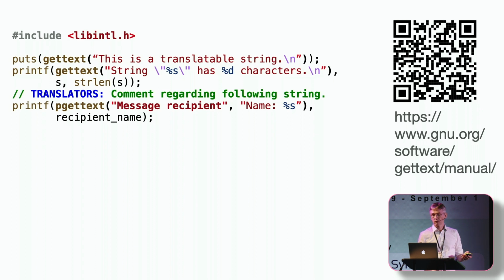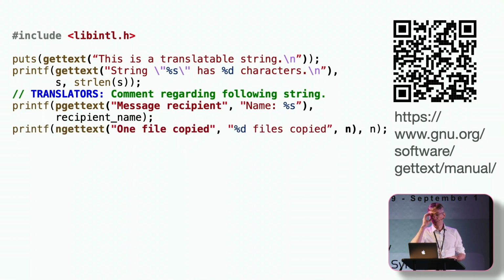If you use identical strings with different meanings, again, you can define the context, but you have to use a different function, pgettext. I don't know what the P stands for, but this is how it is. And plural forms are handled by yet another function, ngettext. And sadly, you have to repeat the number that defines the plurality, here n, once for the gettext function and once for printf.